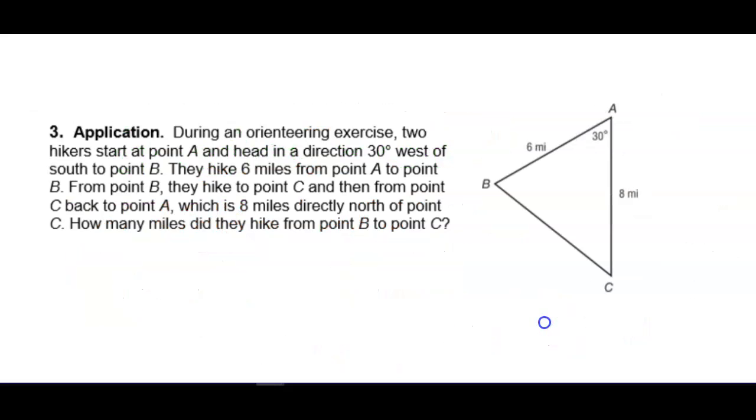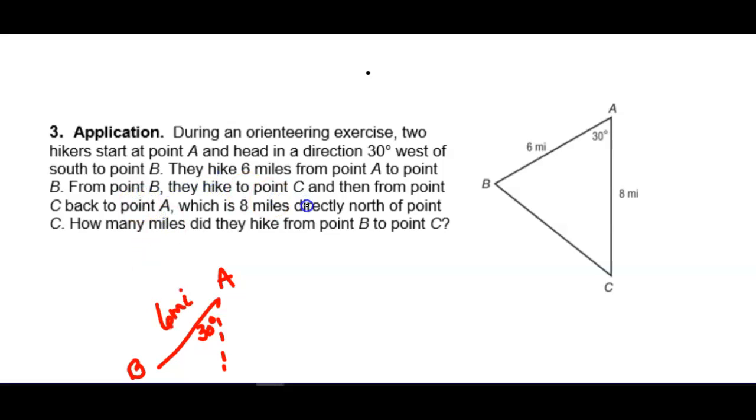So this is an application problem. I'm going to pretend for a minute that the picture isn't drawn right there for you. It says during an orienteering exercise, two hikers start at point A and head 30 degrees west of south. So instead of heading straight south, they're going to head 30 degrees off towards the west of south, to point B. They hike 6 miles from A to B.